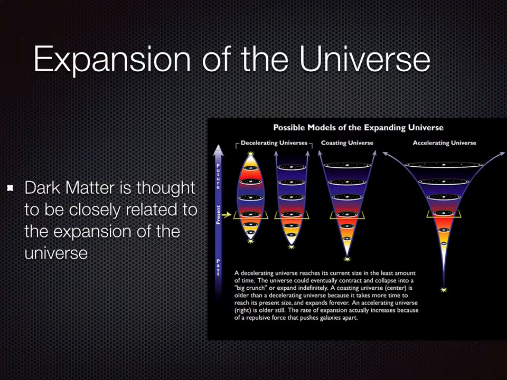Expansion of the universe. Dark matter is thought to be closely related to the expansion of the universe. A decelerating universe reaches its current size in the least amount of time. The universe could eventually contract and collapse into a big crunch or expand indefinitely. A coasting universe, center one, is older than the decelerating universe because it takes more time to reach its present size and expand forever. An accelerating universe, on the right, is older still. The rate of expansion actually increases because of a repulsive force that pushes galaxies apart.